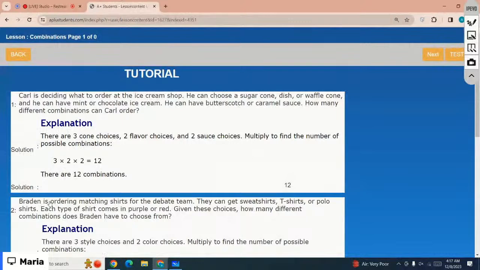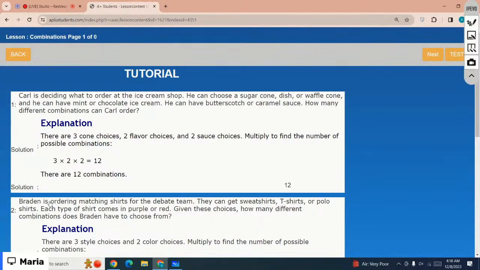Okay, let's start with the first example. Carl is deciding what to order at the ice cream shop. He can choose a sugar cone, dish, or waffle cone, and he can have mint or chocolate ice cream. He can have butterscotch or caramel sauce. How many different combinations can Carl order, right? Let's see how many choices he has for everything.